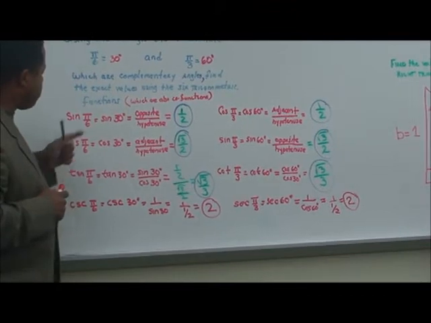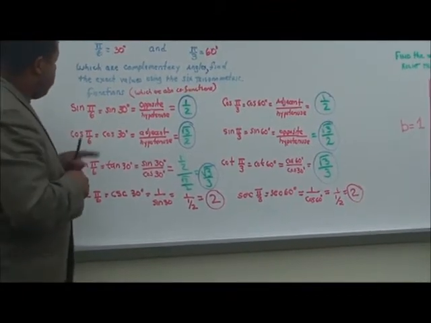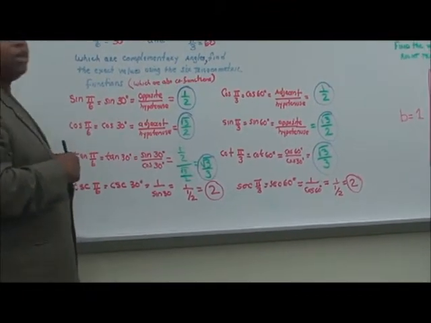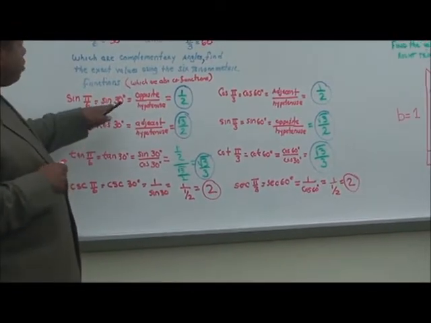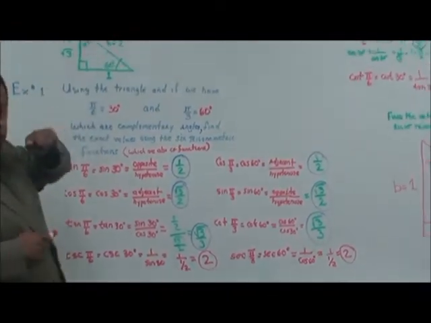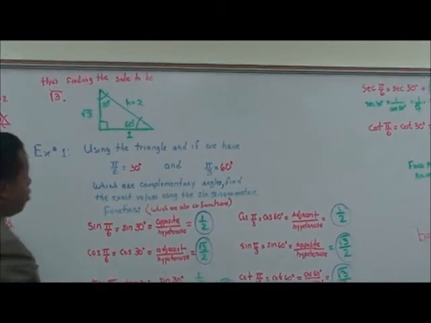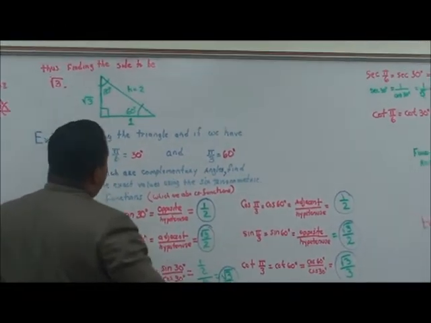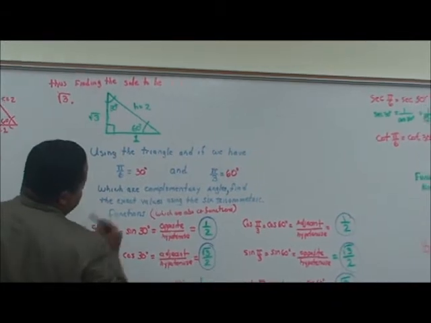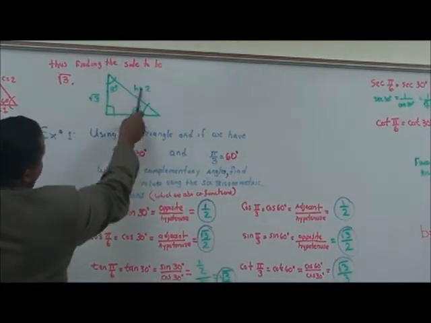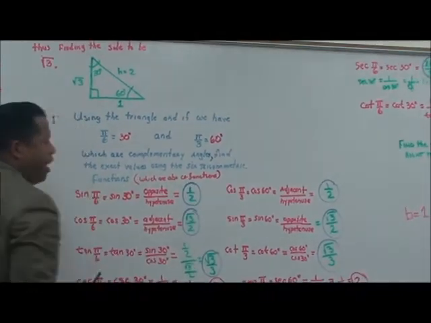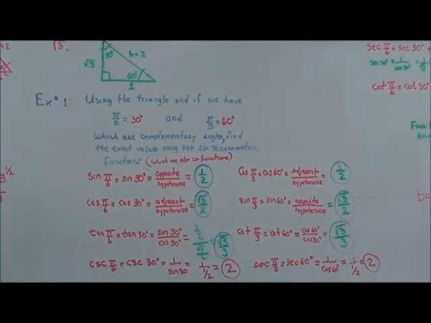Let's look at sine of pi over 6, which is equal to sine of 30, and it is the opposite over the hypotenuse. So we're looking at the angle here, 30. If this is opposite over hypotenuse, the opposite side in this case will be 1, and of course the hypotenuse will be 2, so it'll be 1/2. So that value will be 1/2.